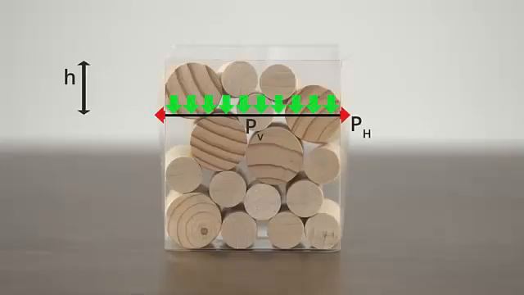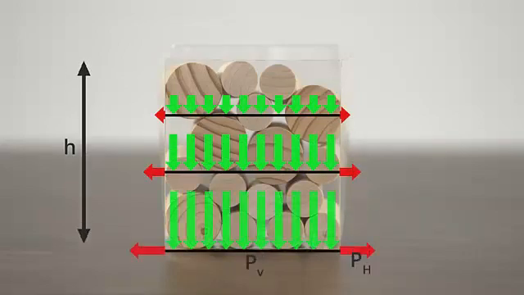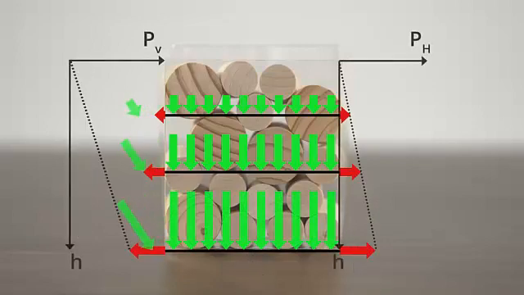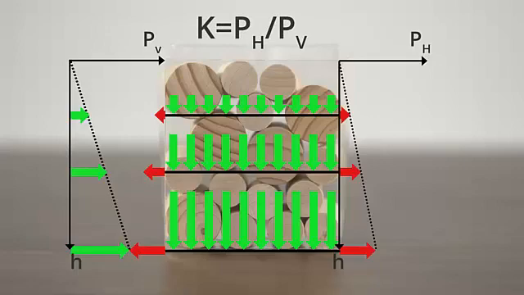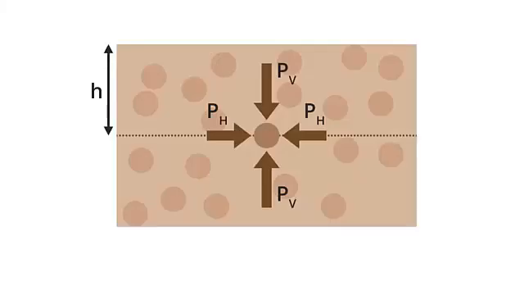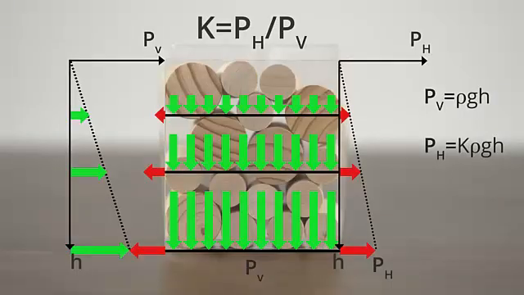At a short distance down, both the vertical and horizontal pressures are small. At progressively greater depths, both pressures increase. Experiments show that for most materials, the ratio of the horizontal pressure to the vertical pressure is constant. We call this ratio the pressure coefficient K, and it is usually less than 1. Thus, for granular materials, the vertical pressure at any depth is typically ρgh, while the horizontal pressure there is Kρgh. Clearly then, both the vertical and horizontal pressures increase linearly with depth, as shown in these graphs.